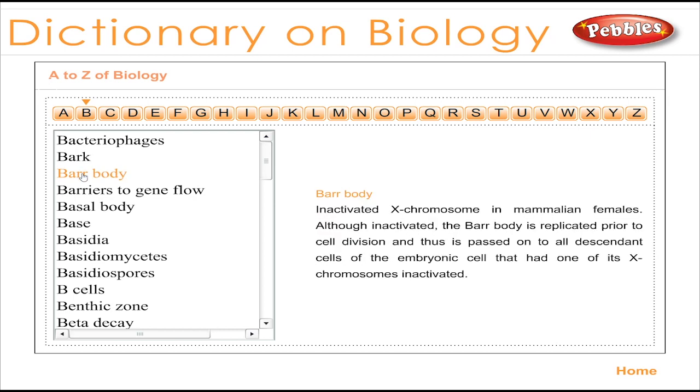Barr body, inactivated X chromosome in mammalian females. Although inactivated, the Barr body is replicated prior to cell division and thus is passed on to all descendant cells of the embryonic cell that had one of its X chromosomes inactivated.